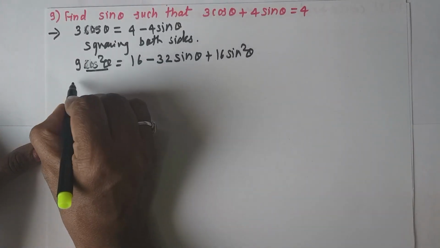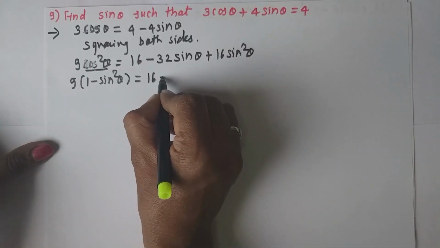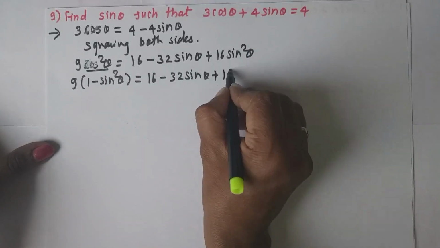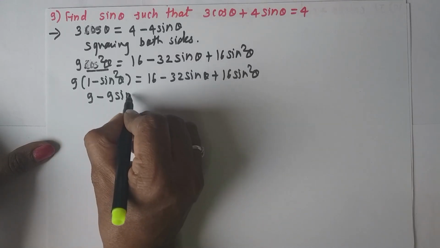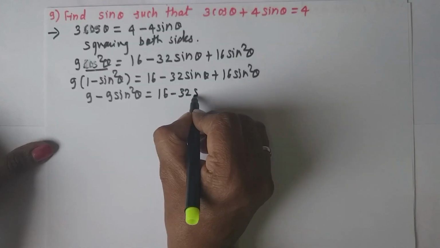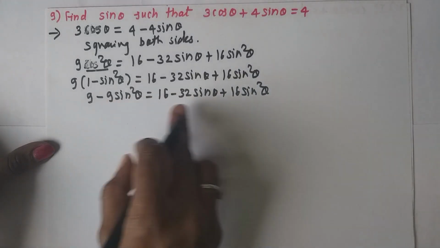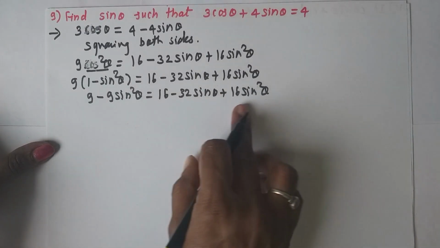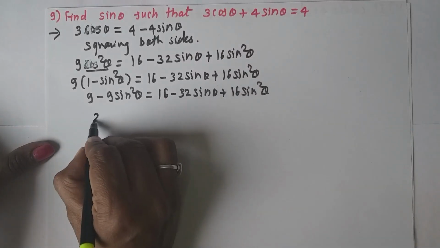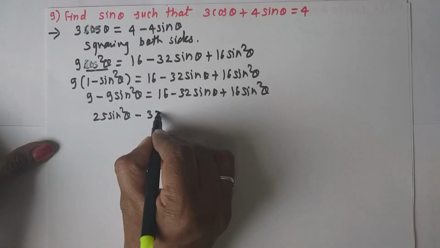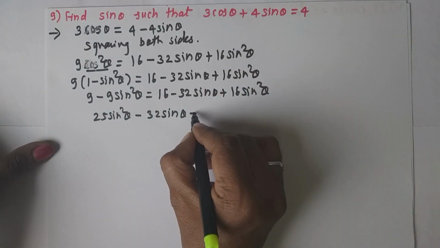Now you put the value of cos square theta from your first identity, 1 minus sin square theta. And this will be 16 minus 32 sin theta plus 16 sin square theta. Now open the bracket. 9 minus 9 sin square theta is equal to 16 minus 32 sin theta plus 16 sin square theta. Now transfer all of these to the right hand side. Then this minus 9 sin square theta, if I transfer to the right hand side, becomes positive, and 16 plus 9 will be 25 sin square theta minus 32 sin theta. And transfer this 9 to the right hand side. 16 minus 9, that will be plus 7.